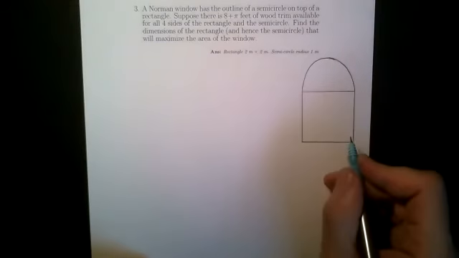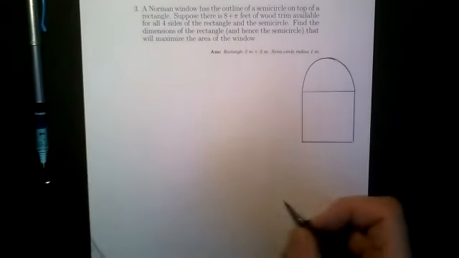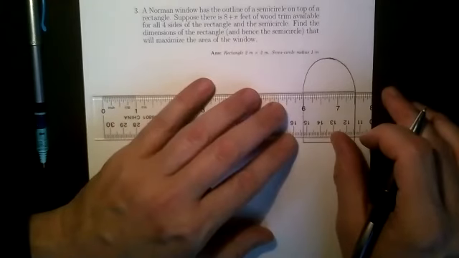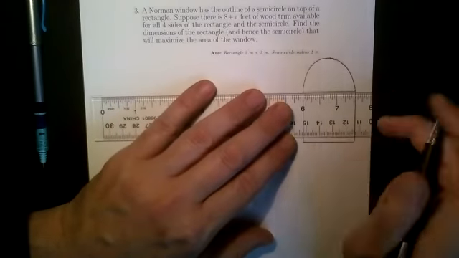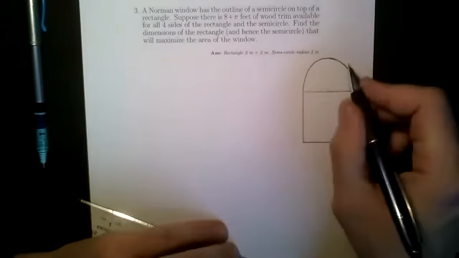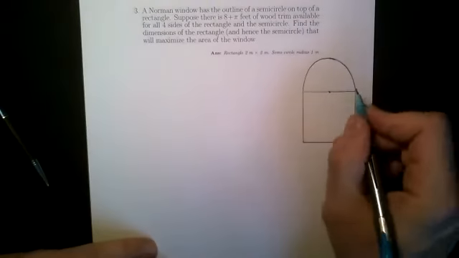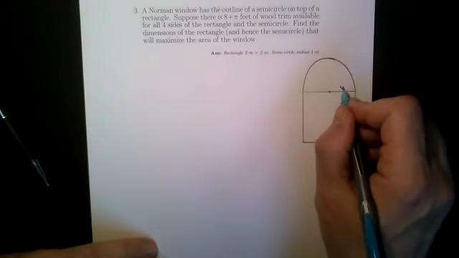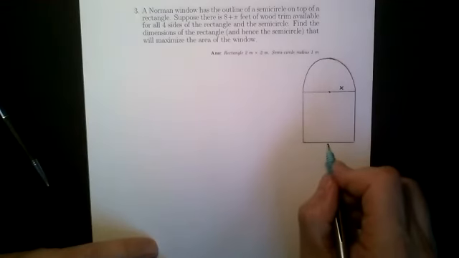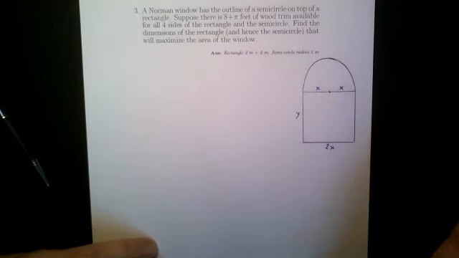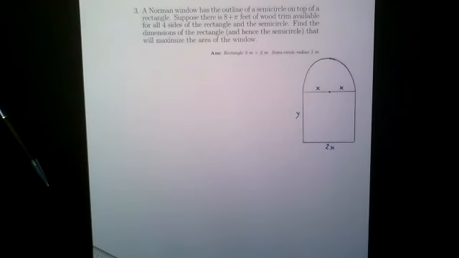Okay, they want the dimension that will allow the most light through. So basically that will maximize the area of this shape. So I will call this radius x. So this of course is 2x, this is x, and this I'm going to call y. Questions?